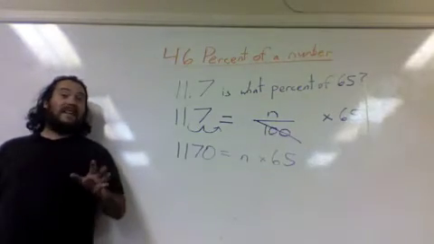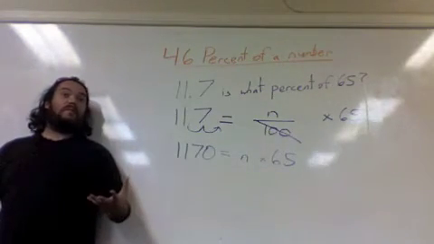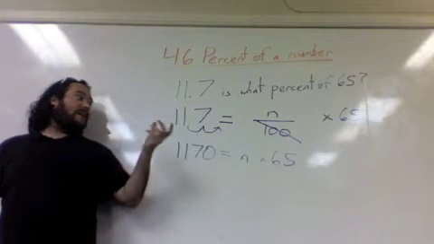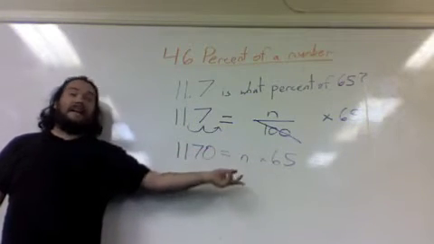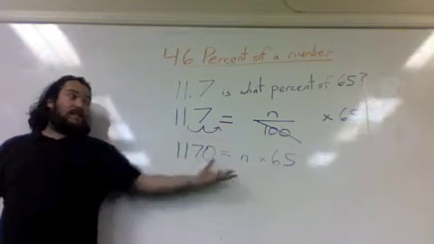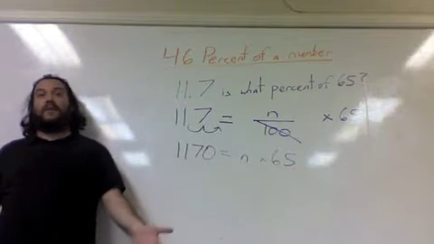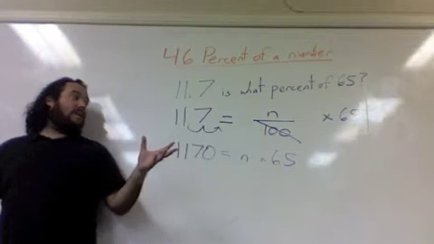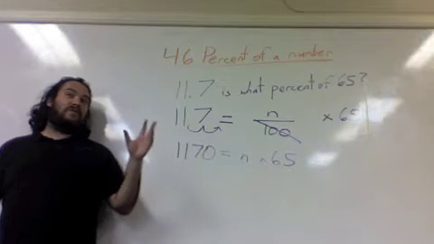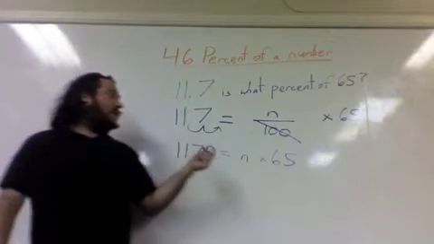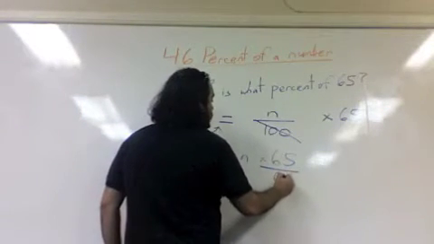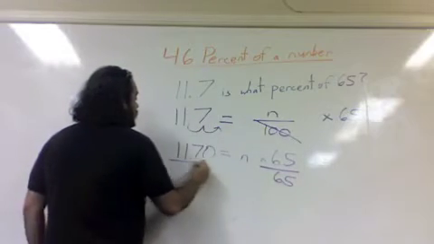Now this is where we're actually getting into a little bit of the algebra that we're going to be studying this year. In order to solve this problem, we've got to get rid of that 65. We want to get this n, this variable, all by itself. If it's all by itself, we have our answer because that's what we're looking for. We want n equals something. So in order to get it by itself, we're going to divide by whatever else is on that side. N times 65, so we're going to divide both sides by 65.